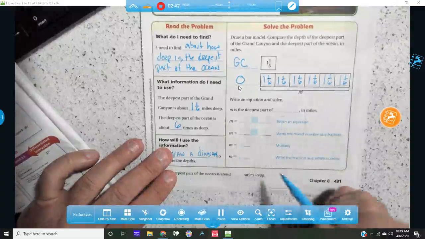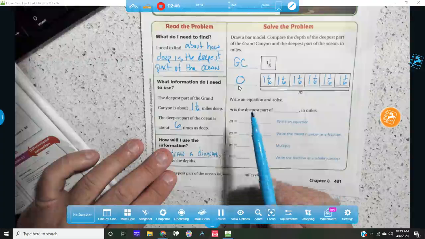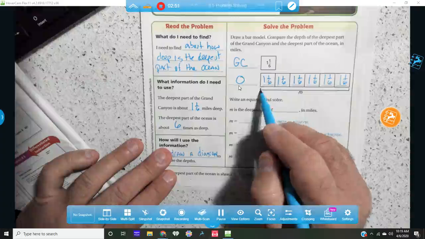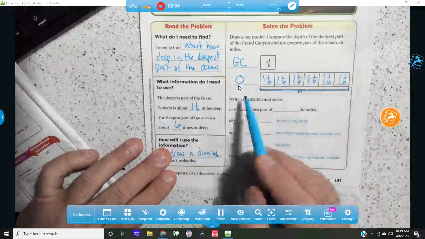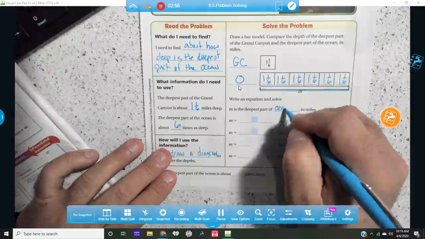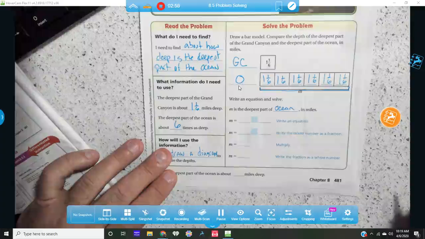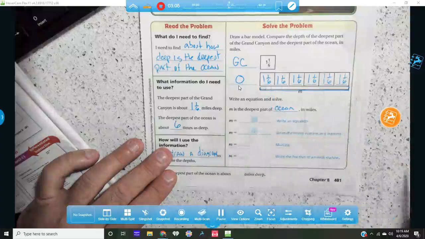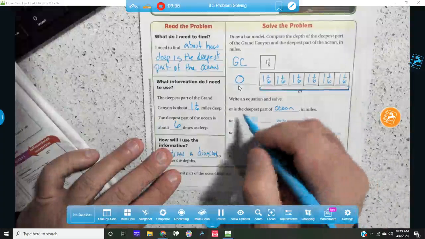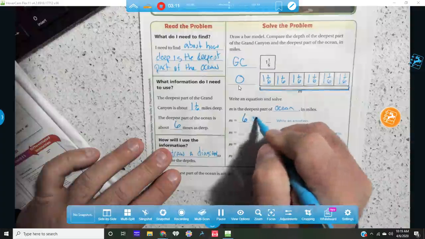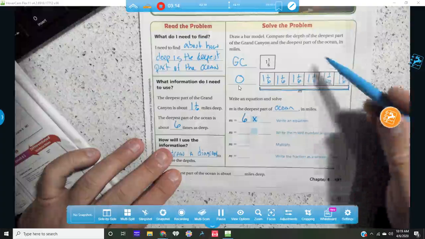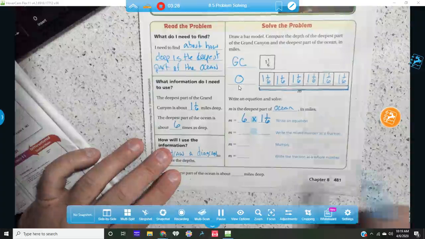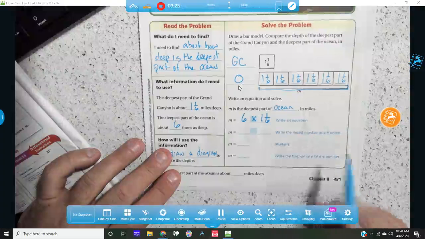Now we're going to write our equation. M is the deepest part of the ocean in miles. Well, we see our M is right here. So we know that that is the ocean, the ocean in miles deep. So here's where we're going to set it up. M equals, how many times bigger is the ocean? Well, it's 6 times bigger. How big is the Grand Canyon? 1 1/6.